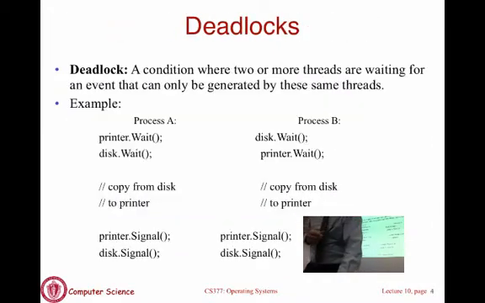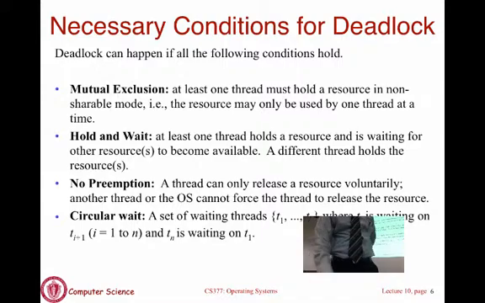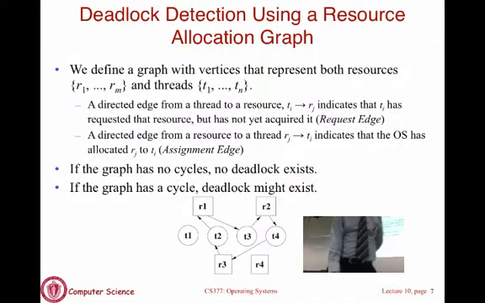Okay, so in this very trivial example, you should see a circular wait. Clearly, A is waiting for B, B is waiting for A. That's a cycle, and that's indicative of a deadlock.